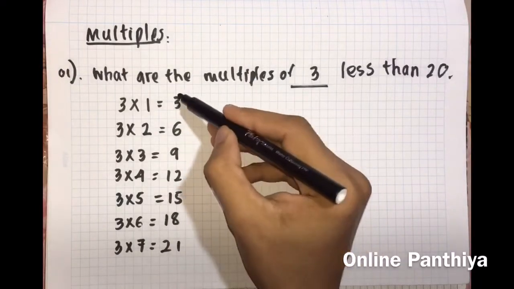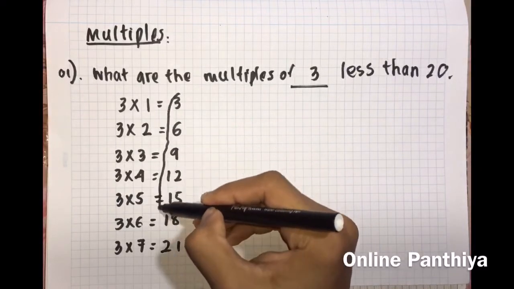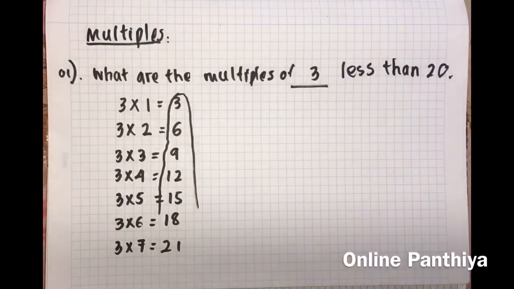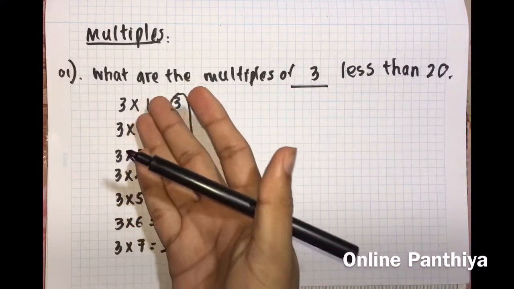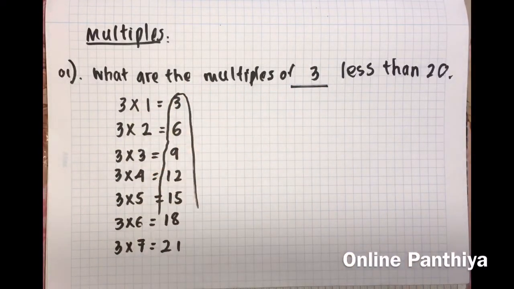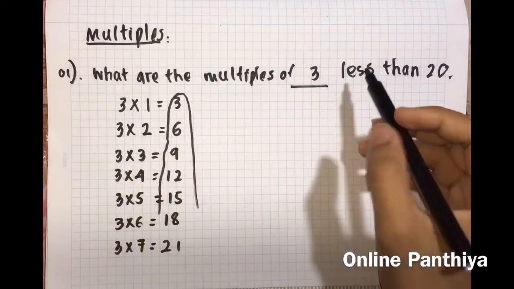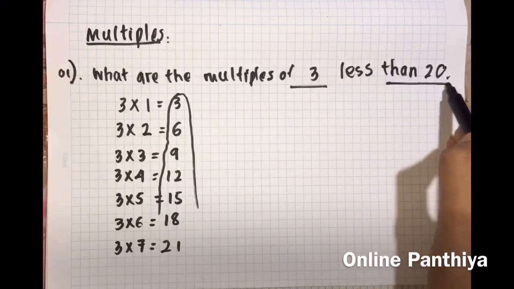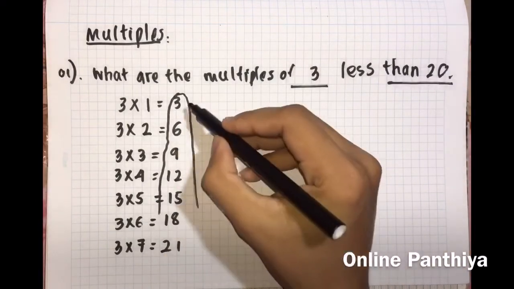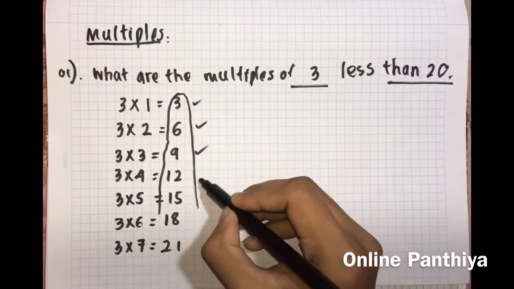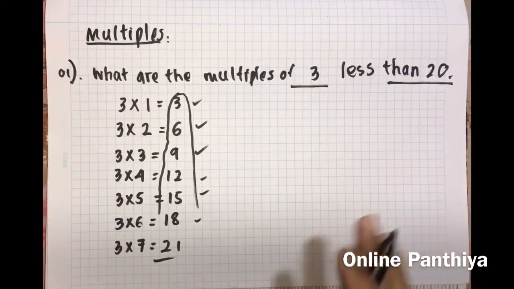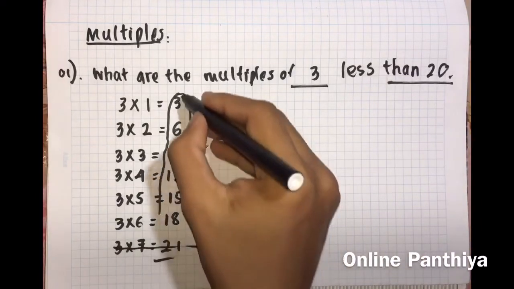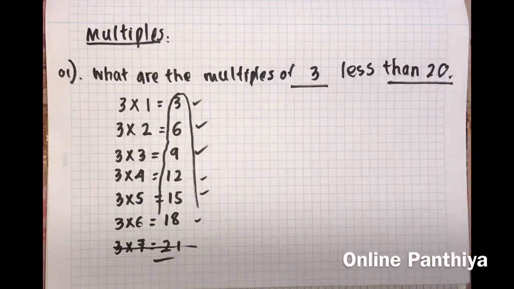Now observe, these are the multiples. Understand? The answers you get. That means you are going to multiply 3 by each of the numbers, starting from 1. 3 into 1 is 3. But one condition is given. These multiples should be lesser than how much? 20. Therefore, you can take all this. Can you take 21? Is it lesser than 20? No. Therefore, you cannot take this part. All the other numbers you can write as answers.